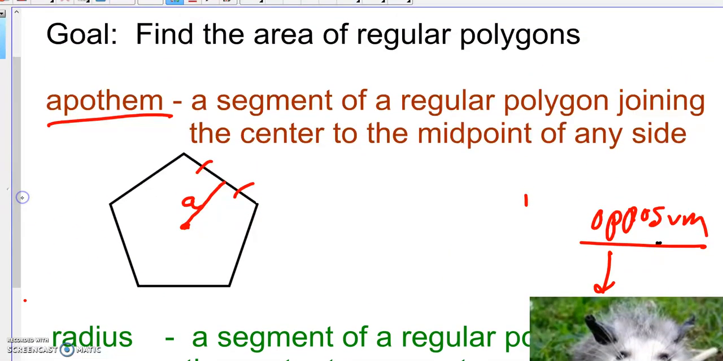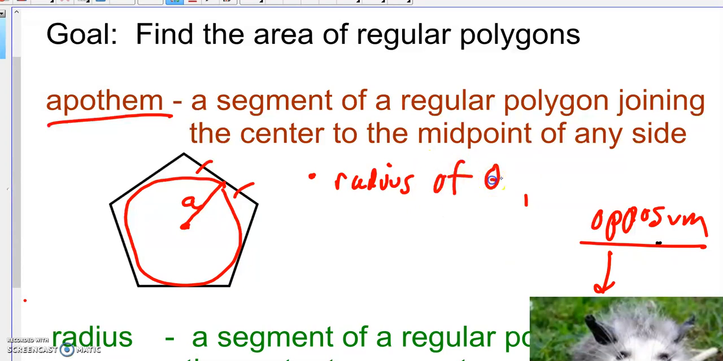A couple of facts about the apothem. Circle in your regular polygon. The apothem is the radius of that inscribed circle. So, first thing to note is it's the radius of a circle inscribed in the polygon. Please note that it is perpendicular to the side.